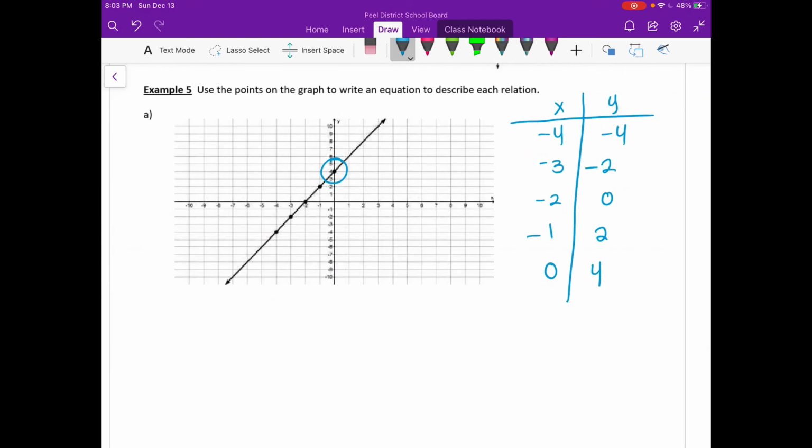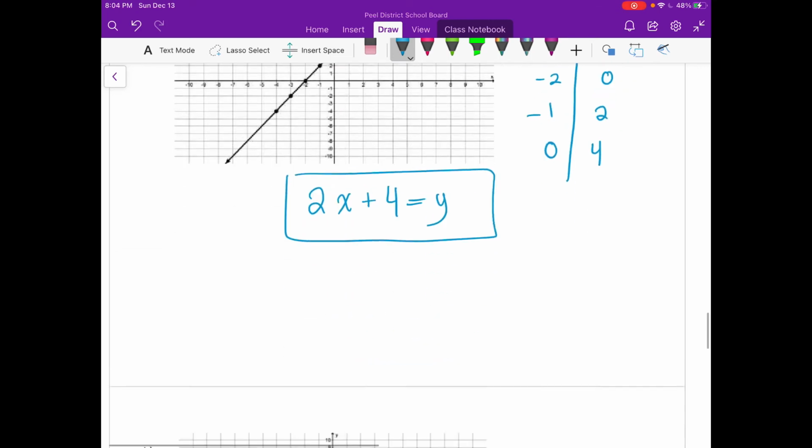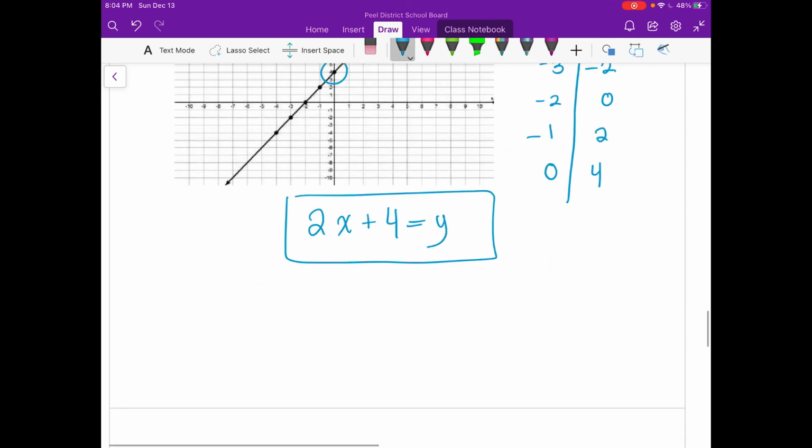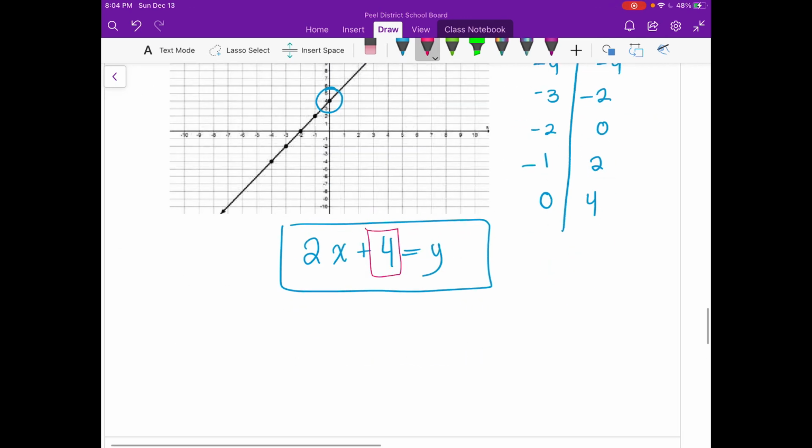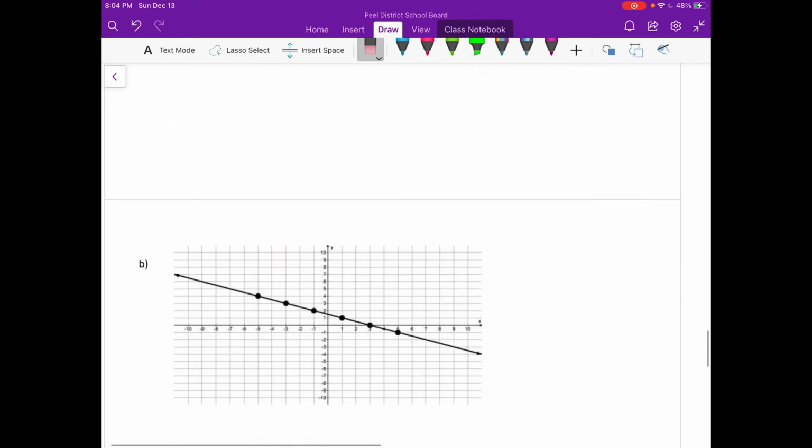So I could say that if I multiply 2 by x, and then I add 4, I get y. So that would be my relationship. Okay? So this +4 will become important. The +4 is where the x is equal to 0, right? We'll always go there. And then you're kind of going up 2 and over 1. So 2 over 1. And I'll explain why this becomes important when we talk about slope.